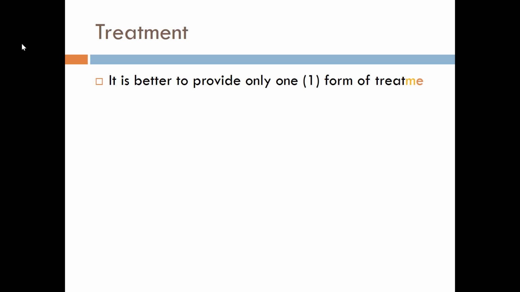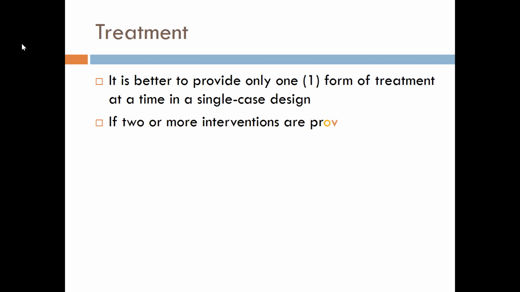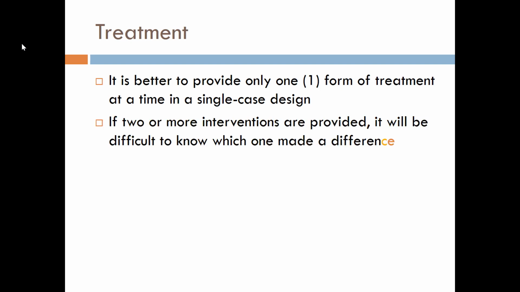Okay, so let's talk about the treatment. In these cases, when we're trying to evaluate a particular intervention or treatment, it's better to provide only one form of that treatment in a single case design. If we have two or more interventions, then it will be really difficult to know which one made the difference. So that's the reason for that.